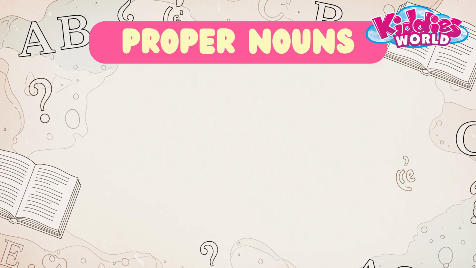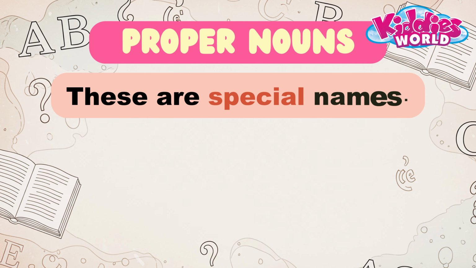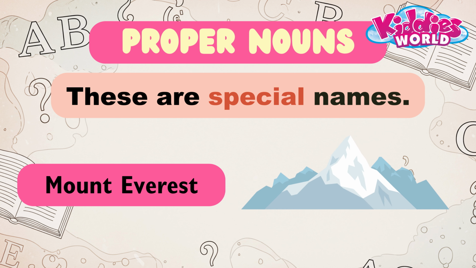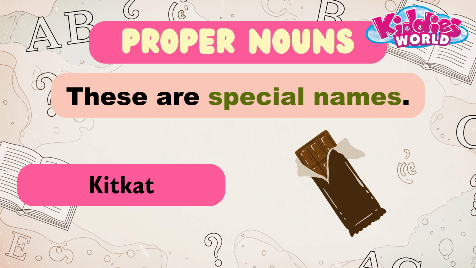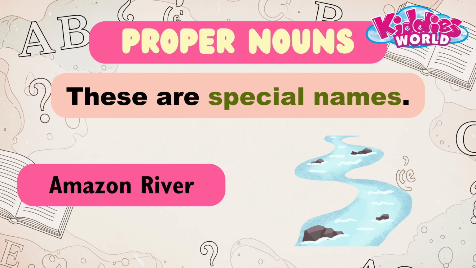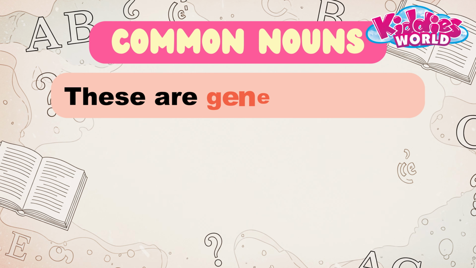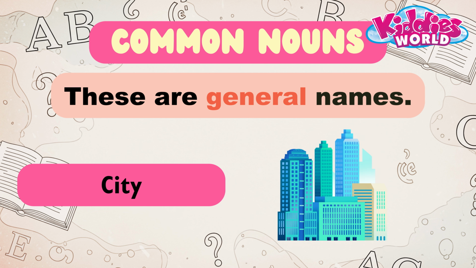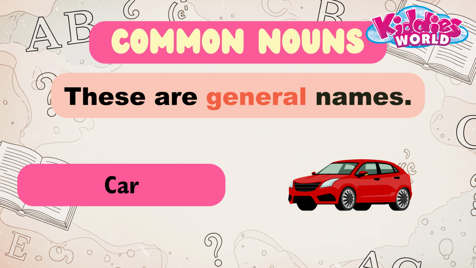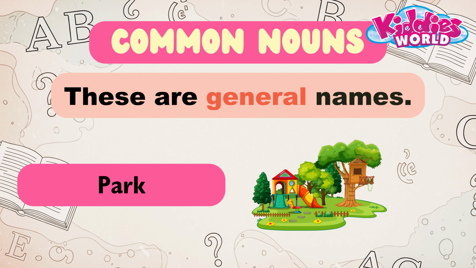Proper nouns. These are special names. Examples: Mount Everest, India, Charan, Barbie, Kit Kat, Amazon River. Common nouns. These are general names. Examples: boy, girl, city, fruit, car, toy, teacher, park.